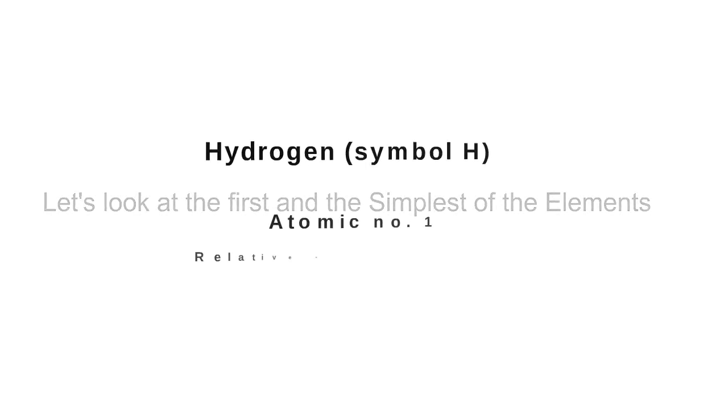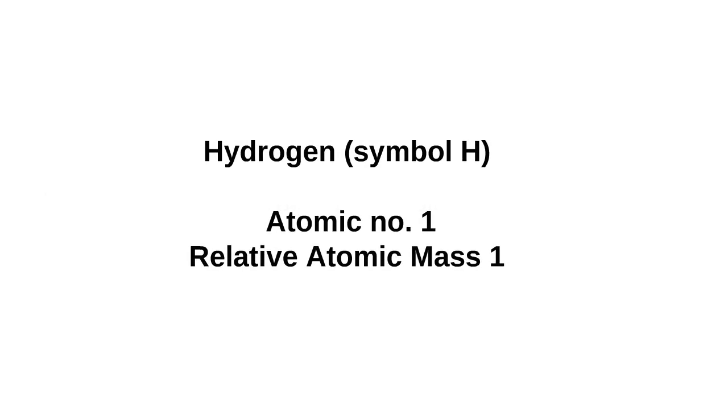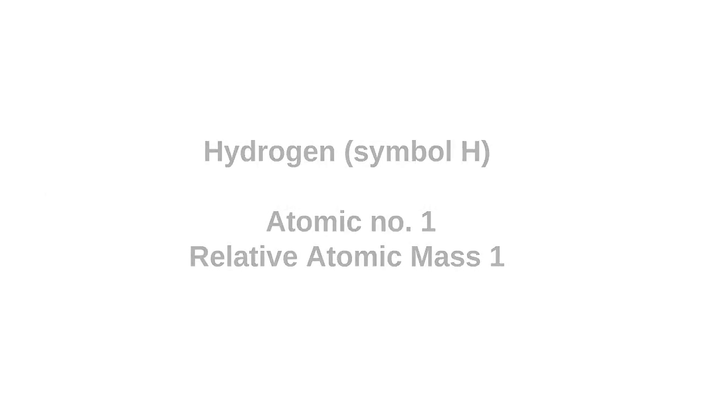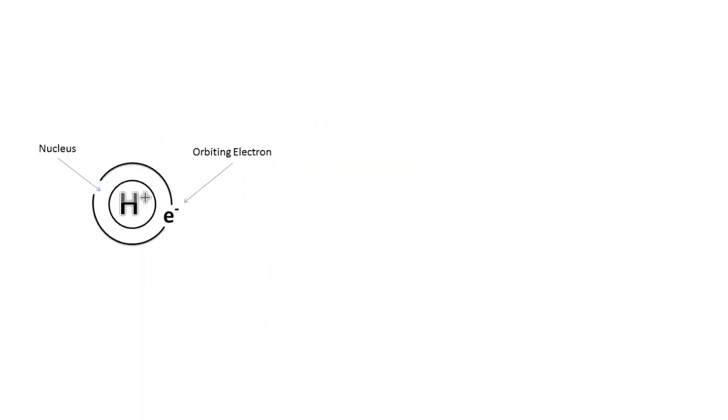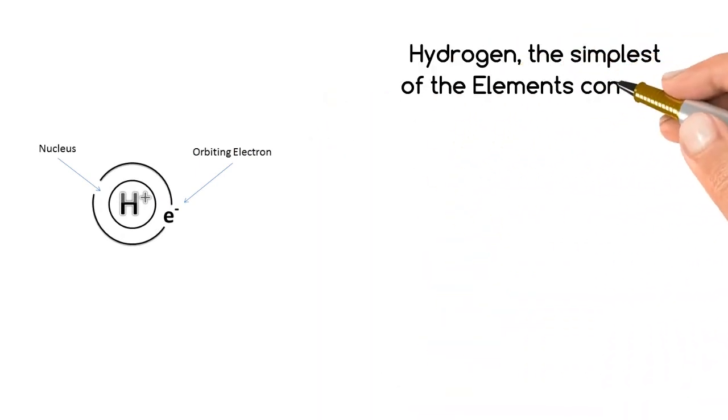has both an atomic number and relative atomic mass of 1. This tells us it has 1 proton in the nucleus, 1 orbiting electron and of course no neutrons.